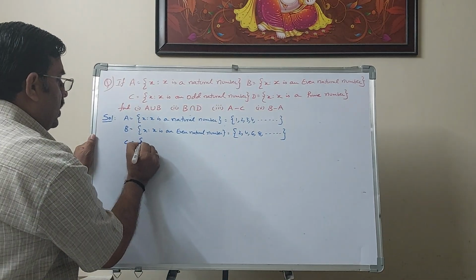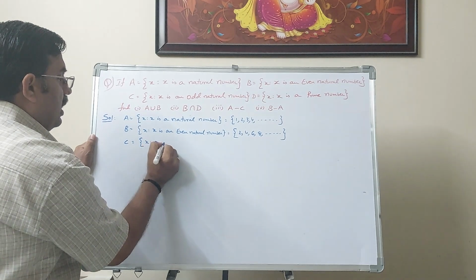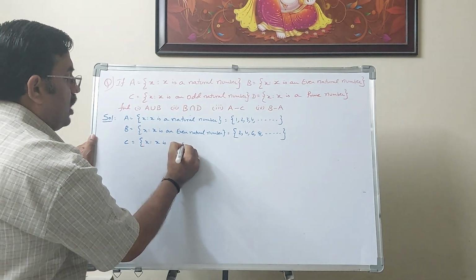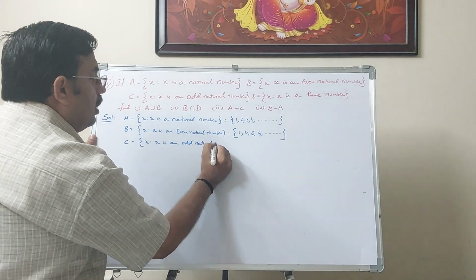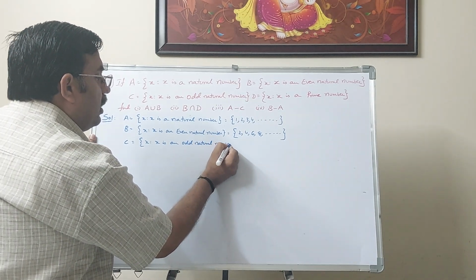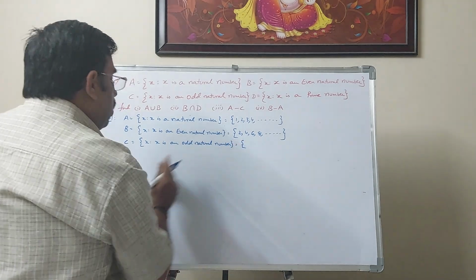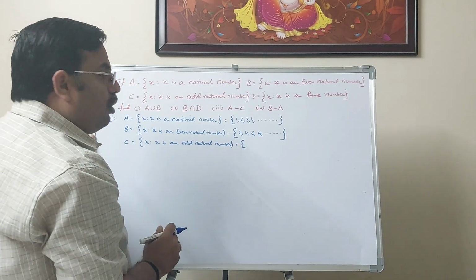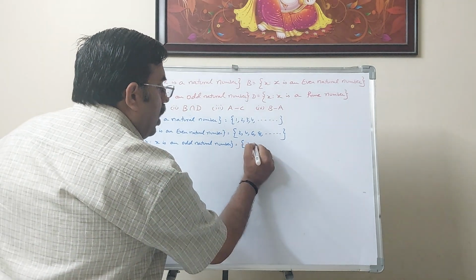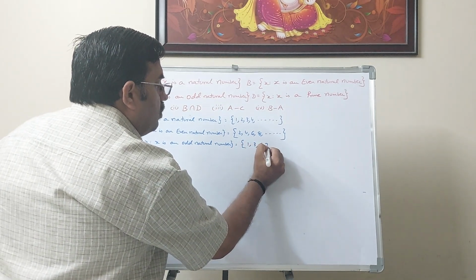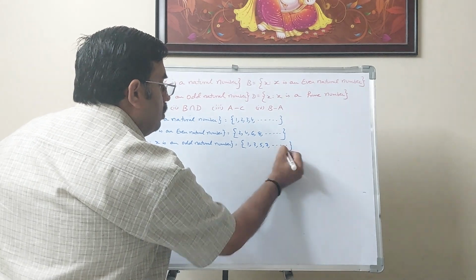C is equal to what was given? X such that X is an odd natural number. How will you get the elements, because what are odd numbers? The numbers which are not divisible by 2 are called odd numbers. So 1, 3, 5, 7, and so on.